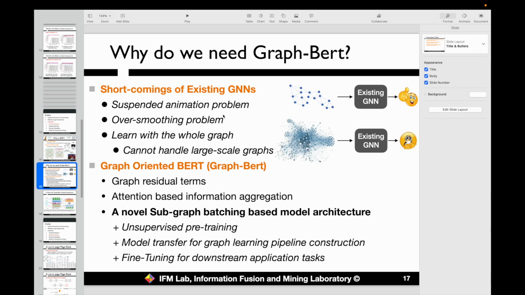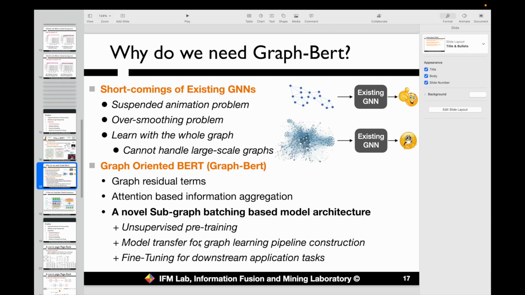First of all, Graph-Bert can address the suspended animation problem and the over-smoothing problem with both graph-related learning as well as the attention mechanism in the model architecture. We can incorporate the graph-related learning terms we defined before into Graph-Bert. At the same time, we also learn the attention among the nodes based on their self-inputs for aggregating their information together with each other. To address large-scale graph learning, in Graph-Bert we propose a new architecture based on subgraph batching for learning the embedding vectors. And we also incorporate unsupervised pre-training into Graph-Bert, and the model can be transferred to other tasks via a pipeline instead.